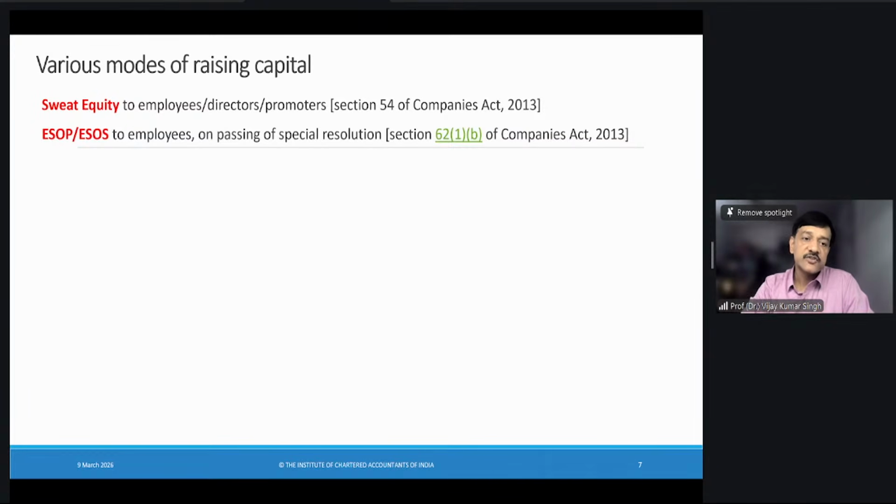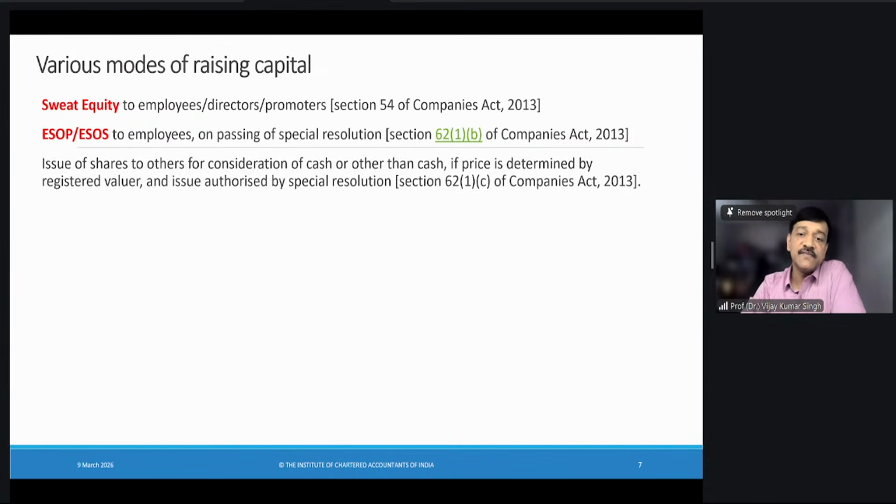Then there are ESOPs, employee stock options, given to the employees under section 62. That is also a way of raising capital. Then there is the issue of shares to others for consideration other than cash. These are the mechanisms, as may be determined by a registered valuer, done under section 62. So section 62 talks about these modes of raising capital.